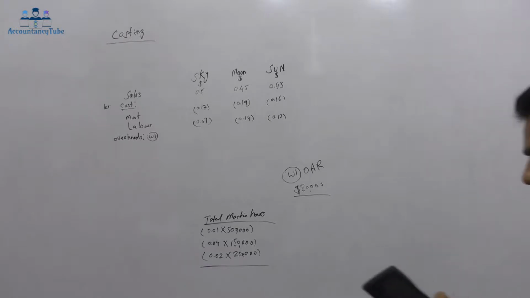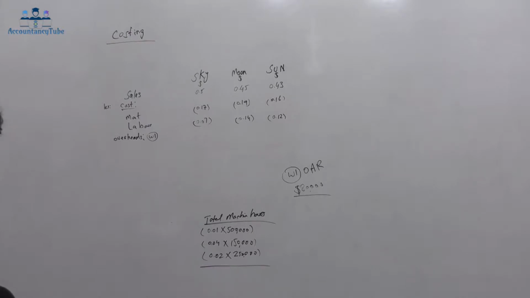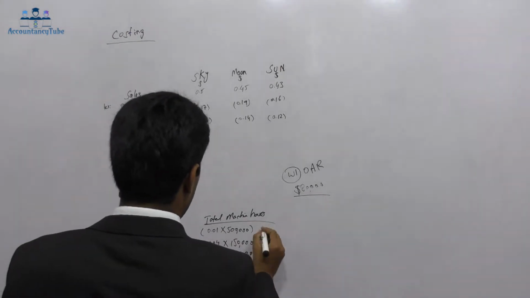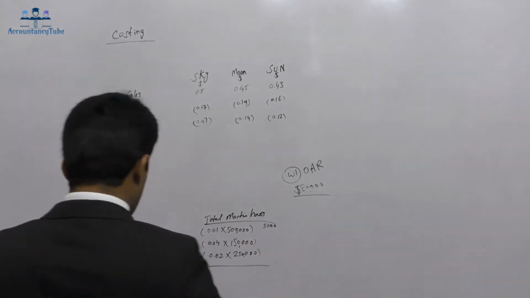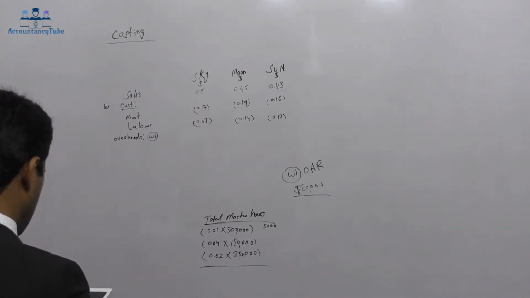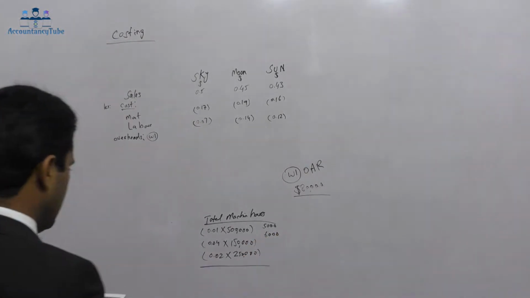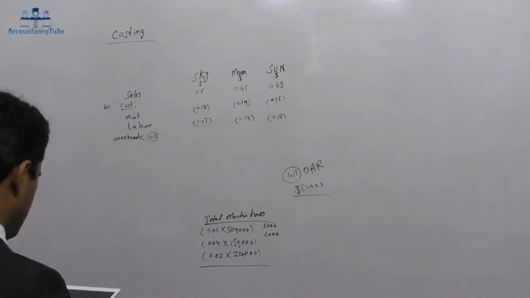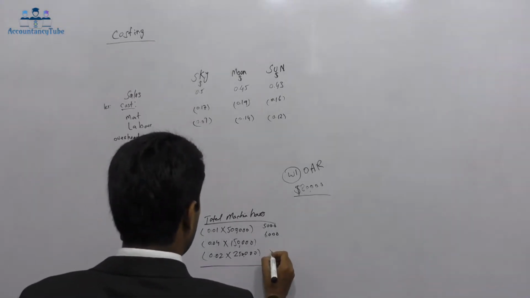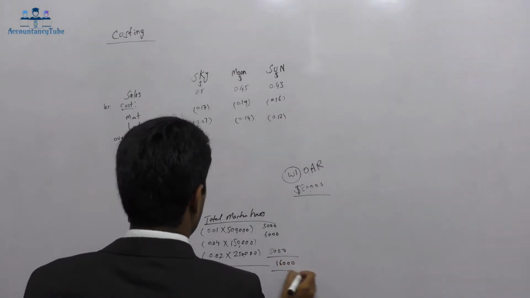Now let me grab the calculator and do it on the calculator. So 0.01 into 500k, these are 5,000. Then 0.04 into 150,000, these are 6,000. And the last one is 0.02 into 250,000, these are 5,000. Now altogether 16,000. Now these are 16,000 hours.